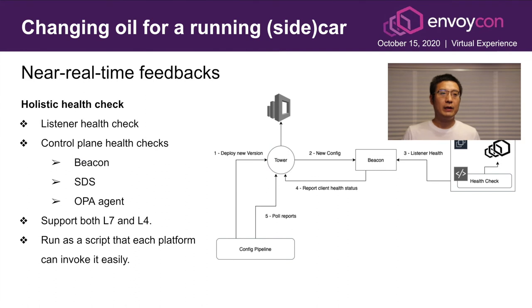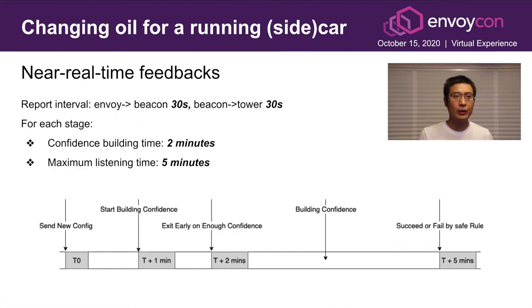Another part is the holistic health check. We health check listeners, and we health check the configuration. We also health check the control plane, like the on-host agent, SDS or proxy agent, and also check listeners at both L7 and L4. And we implement that as a script so that each platform can invoke it easily, as it does not depend on any platform. So that is the real-time feedback.